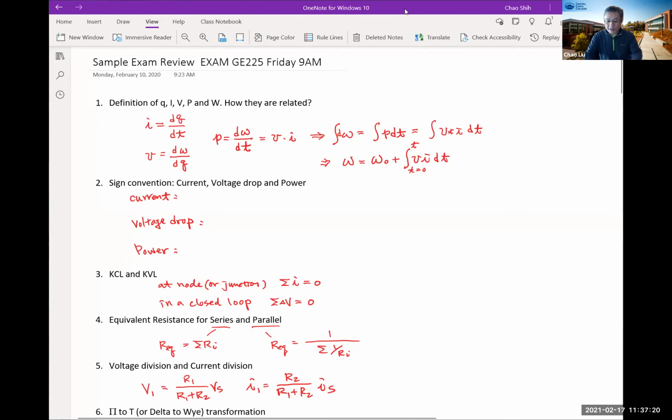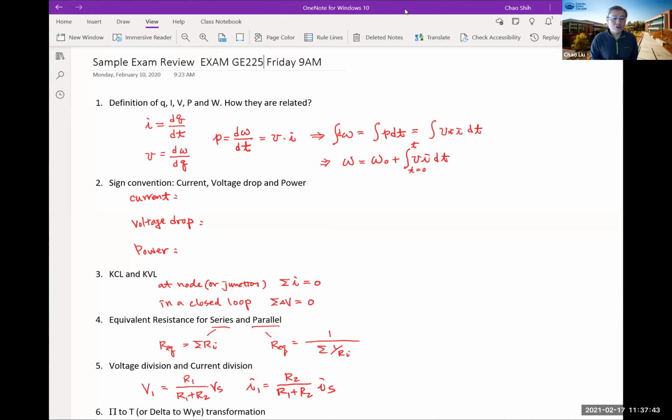Okay, these are the topics I'm going to talk about. Let me just give you a brief review about the material that you should know about this exam. So starting with the fundamental definition of the parameters, we're going to come over to this fundamental definition again as well when we talk about chapter 6.